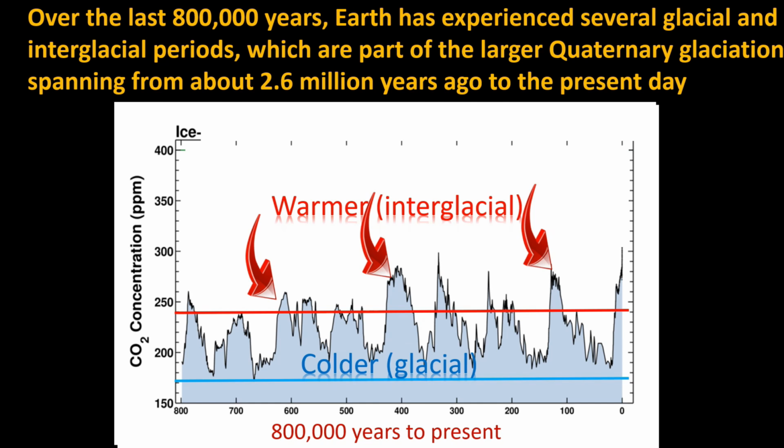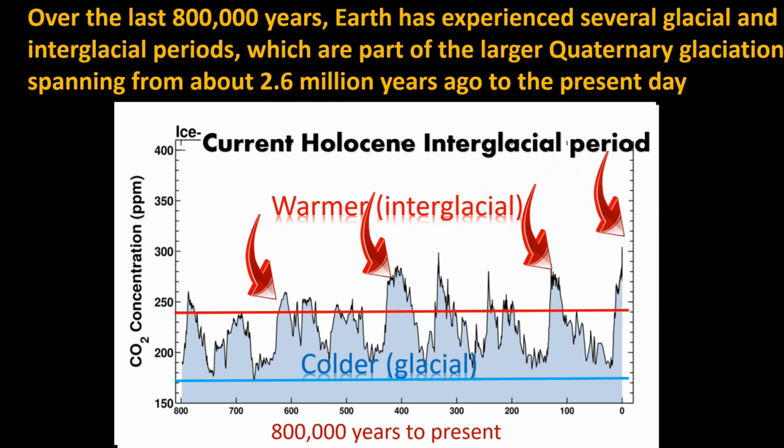Over the last 100,000 years, the Earth has experienced several glacial and interglacial periods, which are part of the larger Quaternary glaciation spanning from about 2.6 million years ago to the present day. Interglacial periods are warmer phases between glacial periods when ice sheets retreat and sea levels rise. The Earth is currently in an interglacial period known as the Holocene, which began around 11,700 years ago and continues to the present day. During interglacial periods, temperatures are warmer and ice sheets are smaller or absent.